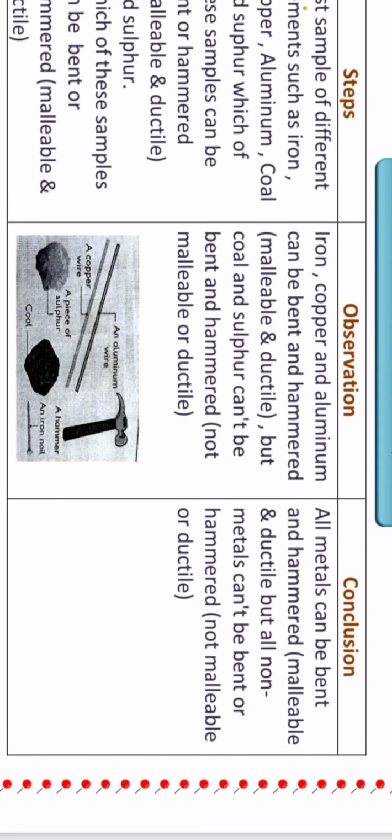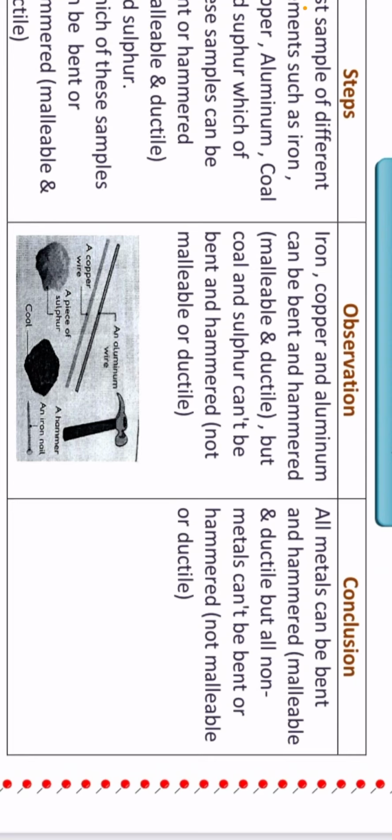It's called what? Malleability. When we test the samples of different elements such as iron, copper, aluminium, coal, and sulfur, which of these samples can be bent or hammered, and which can't be bent or hammered? Okay? Iron, copper, and aluminium can be bent easily and hammered, malleable and ductile. But coal and sulfur can't be bent and hammered, not malleable or ductile.